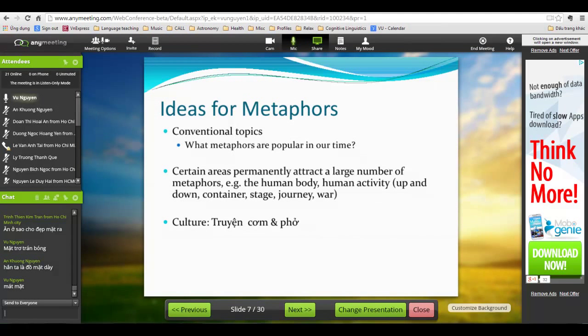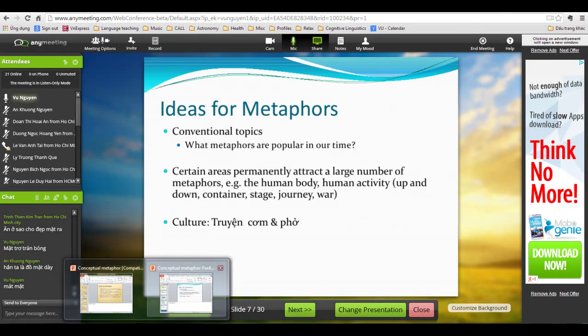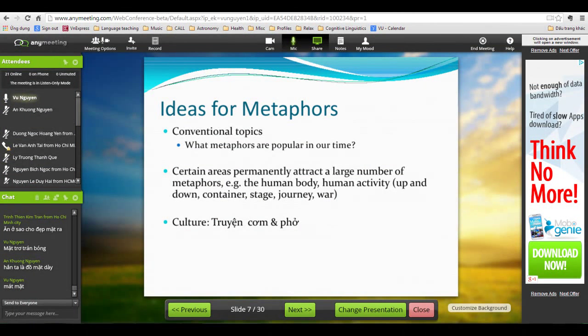Now, some kinds of metaphors are specific to the cultures, like the story of Cơm and Phở I showed you previously in our class by the Canadian writers. Okay. And from the story, we see that in Vietnamese cultures, we have a very special metaphor. Sex, okay, is food.